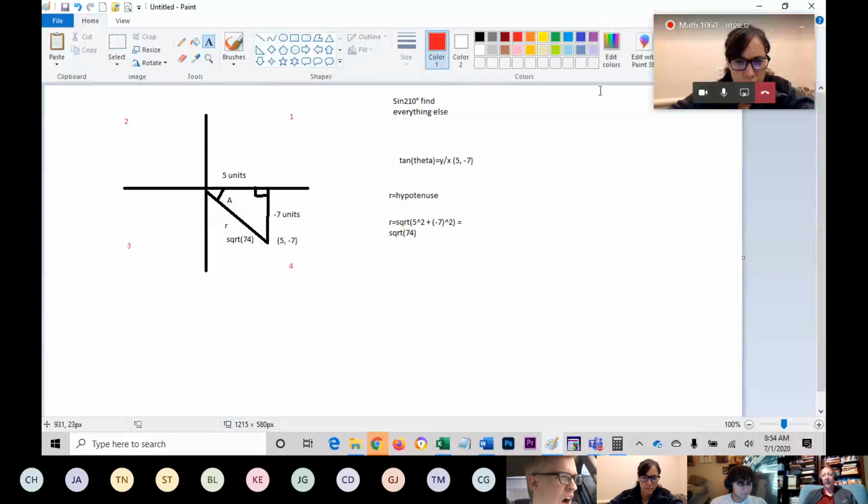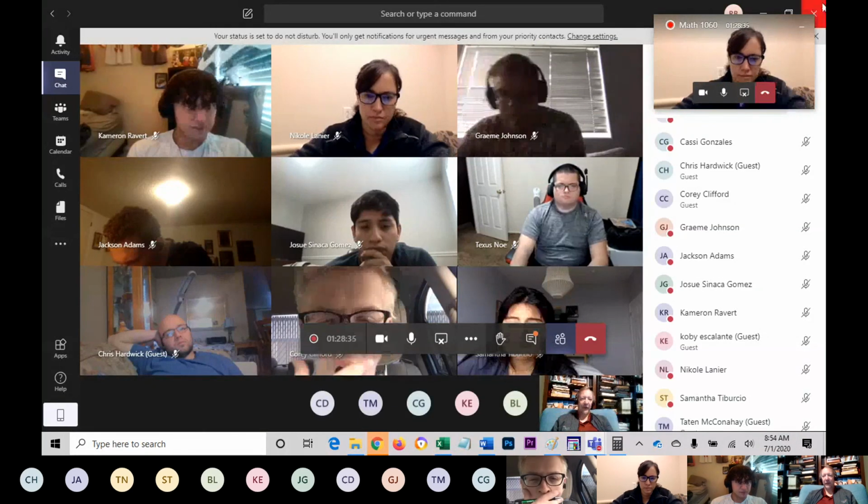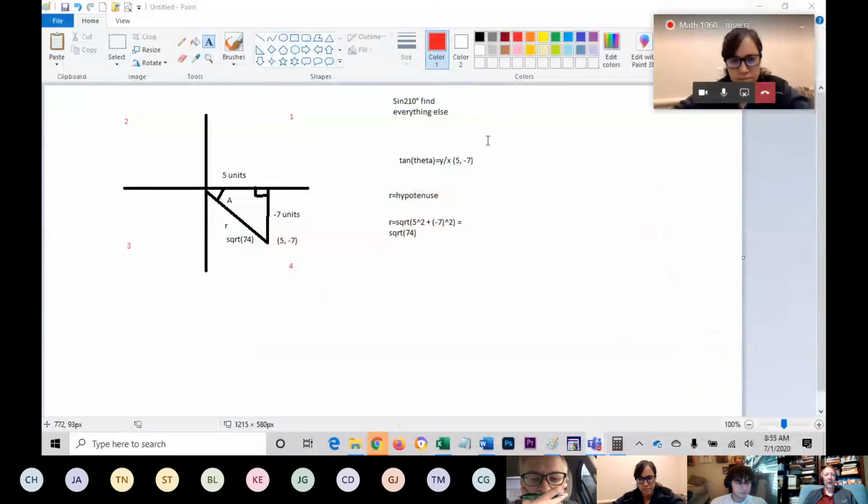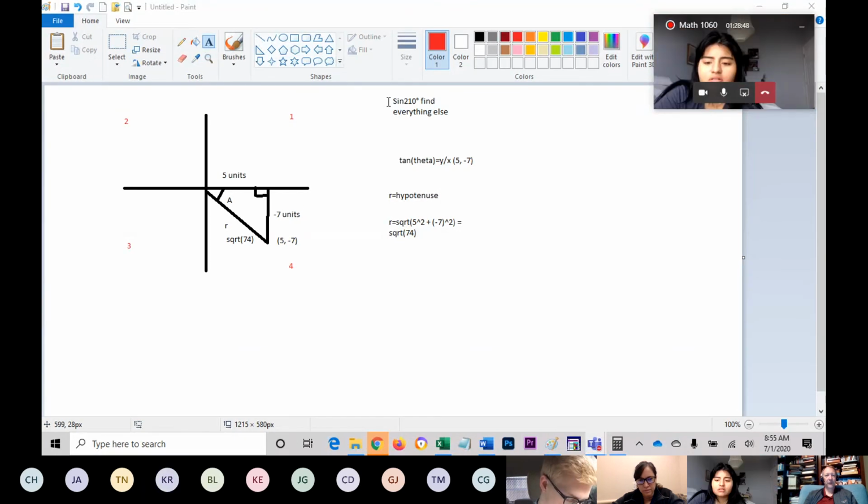So we've just picked on Nicole. So Samantha, it's your turn. First of all, which quadrant is the sine of 210 degrees in? Quadrant 2. Quadrant 2? Are you sure? 95%. I'm trying to not word it as a question.